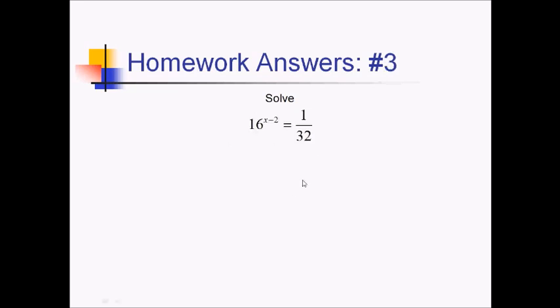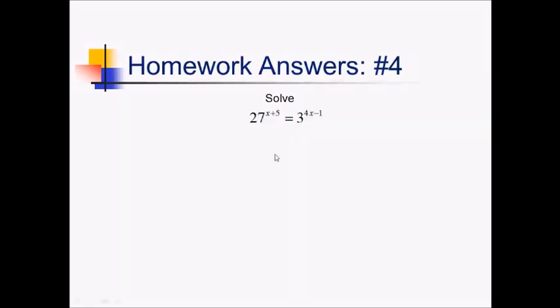For the exponential equation in number 3, we see that 16 and 32 share a common base. They're both powers of 2, so probably common bases is the way to go on this one. I'll rewrite 16 as 2 to the 4th to the x minus 2, and then 1 over 32, that's really 2 to the negative 5th. So simplifying the exponent on the left here, we've got 2 to the 4x minus 8. Now we can cancel out the 2's, so that's 4x minus 8 equals negative 5. Adding the 8 and dividing by 4, we've got 3/4.